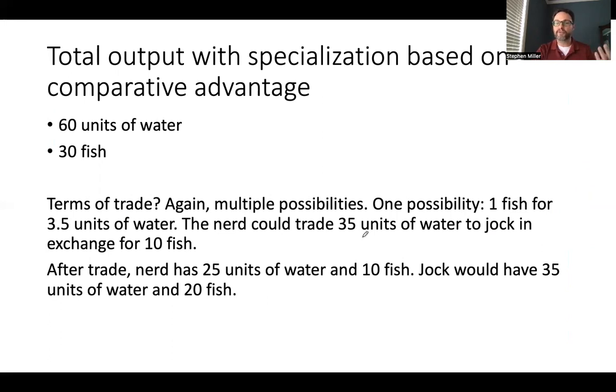The nerd could then trade 35 liters of water, like I suggested before, to the jock in exchange for 10 fish. And after that trade, the nerd would have 25 liters of water left, and he'd have 10 fish, which is better off than he was before. The jock would have 35 liters of water and 20 fish, and he's better off than he was before.